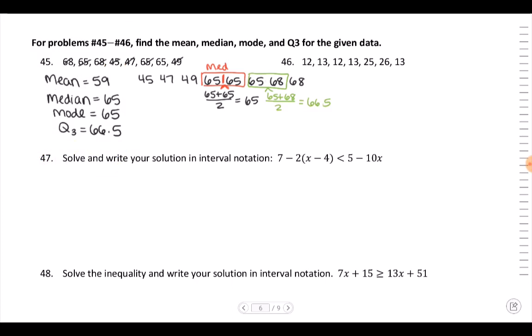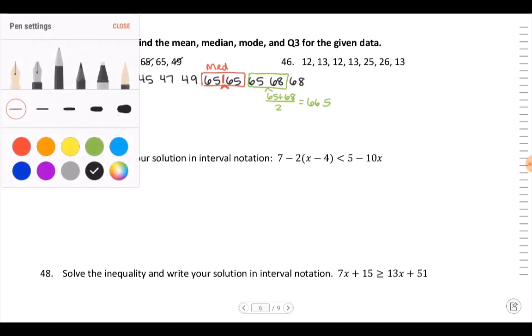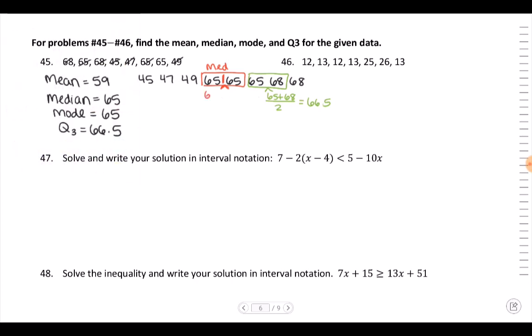Now, if it asks for the first quartile, it would be 48, because it would be the average of 47 and 49, right? So let me just put this here in red. Yeah, 65 plus 65 divided by 2. Well, the average of those two numbers would still be 65, right? So that's how you would do this by hand, and also on the calculator. The calculator does not tell you the mode. You would have to find the mode yourself, which is not hard, just which one appears the most times.